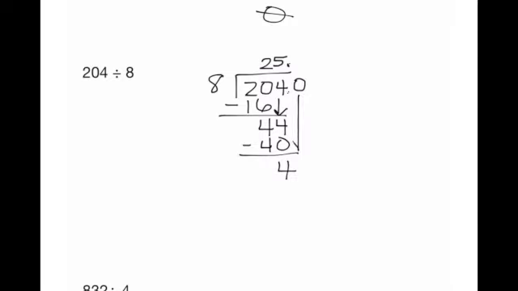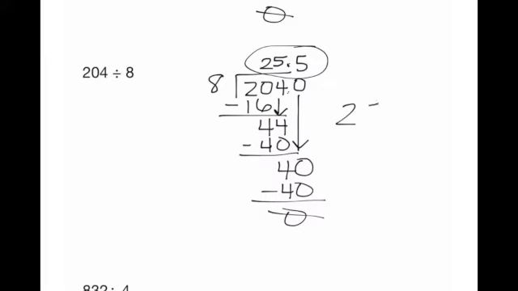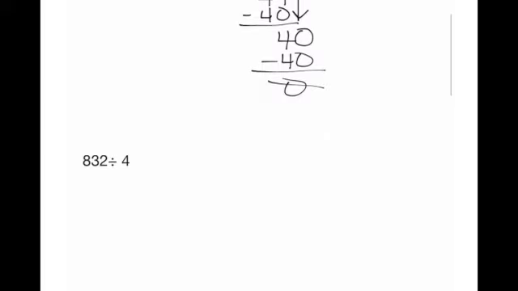Now we can add a 0, and we can bring down that 0. And this becomes 40. 8 goes into 40 5 times exactly. 8 times 5 is 40, and 40 minus 40 is 0. So our answer is 25.5. Great number. Okay? Now I know turning these into decimals is a little confusing, so just to make sure you get it, I want to do one more with you.